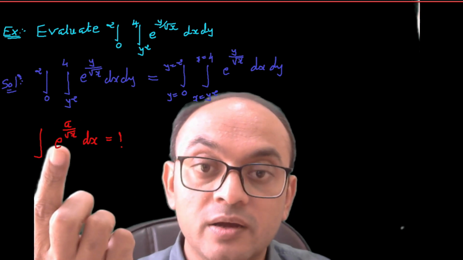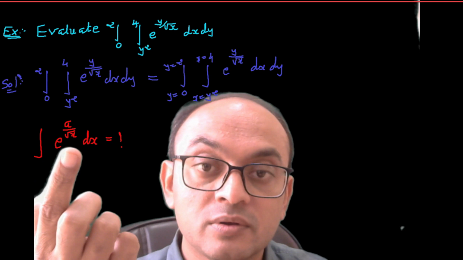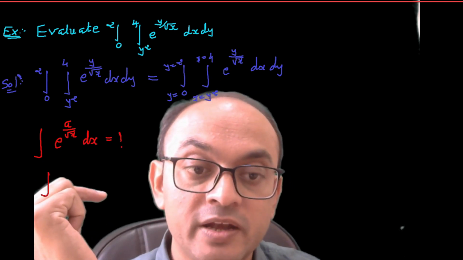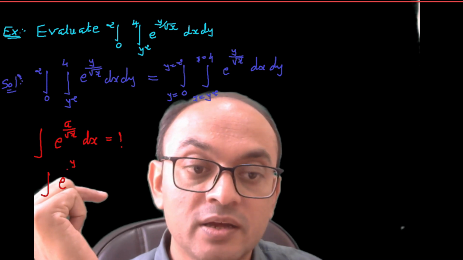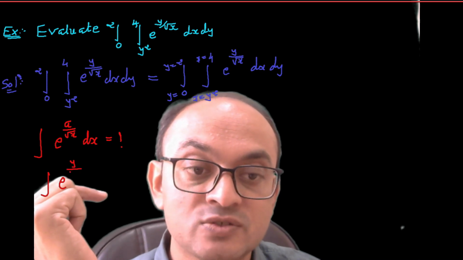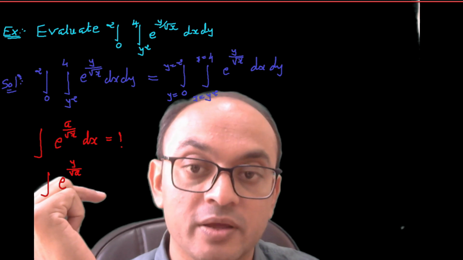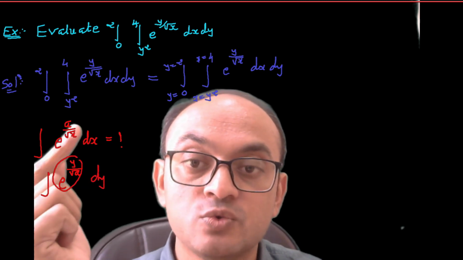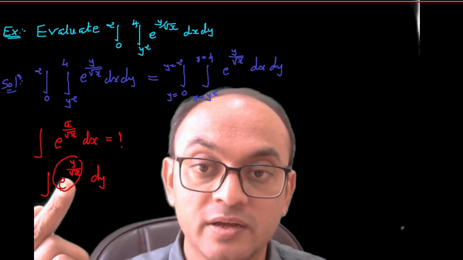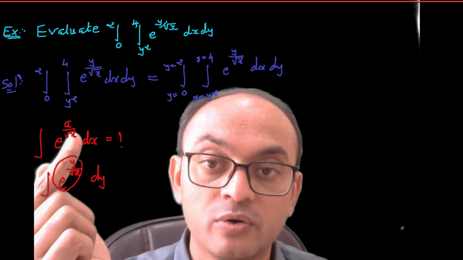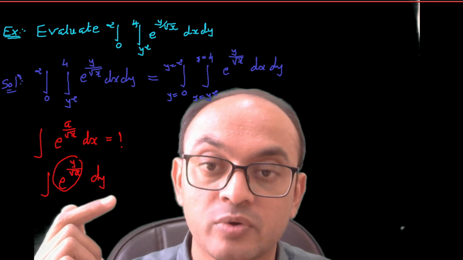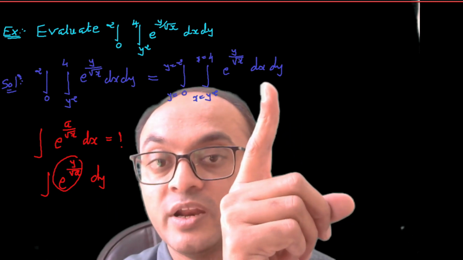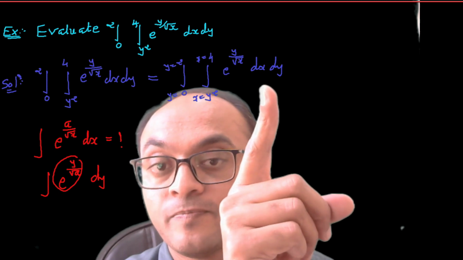Clear? But suppose if we integrate this quantity with respect to y, then integrating with respect to y, I am assuming x as constant, so let me write root a dy. Then we know what is the integration of e raised to y upon root a, right? This integration we know, but we don't know this integration e raised to a upon root x. But here the situation is I have to integrate with respect to x only.